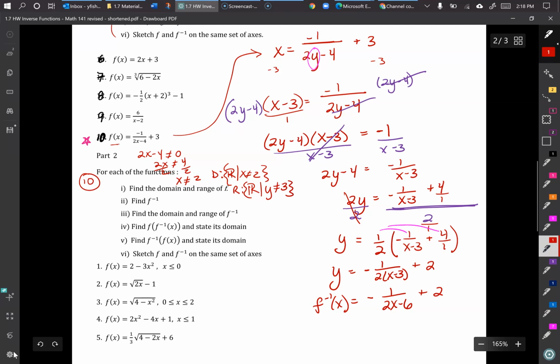Okay. The inverse we just did over here. This is my inverse. And if I were to compose my function with my inverse, there's my part 2, okay, part 1.